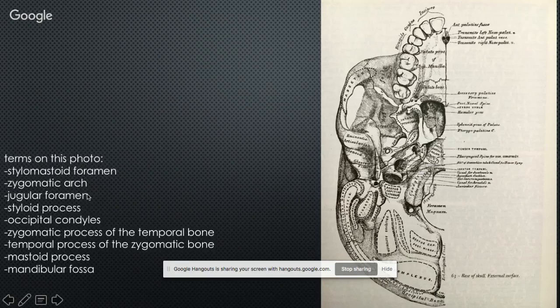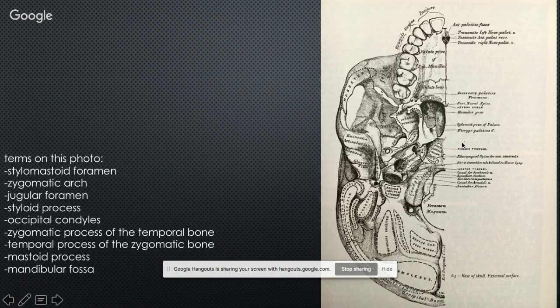Let's see, what am I missing? Jugular foramen. It's a little trickier to see in this picture, but it's right here. There is the mandibular fossa right here. So we talked about the mandibular condyle already. So right here is the fossa where that fits in and connects your jaw to the skull. And we talked about mastoid process already and styloid process.